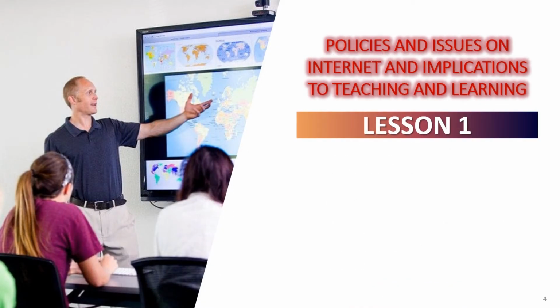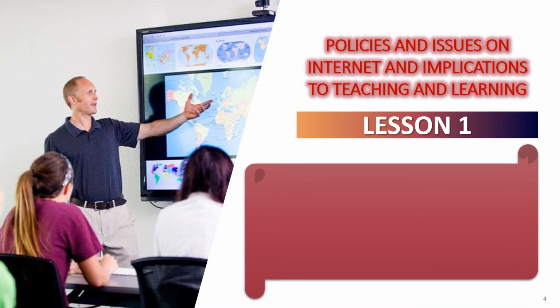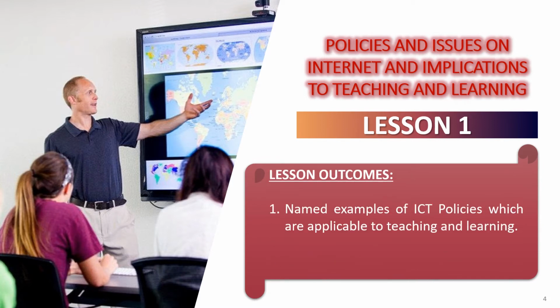So we will start with, of course, lesson one, policies and issues on internet and implications to teaching and learning. And let's try to look at the two lesson outcomes of this lesson. First, name examples of ICT policies which are applicable to teaching and learning. Number two, discuss some issues that relate to ICT policy. So we will be doing those things for lesson one.